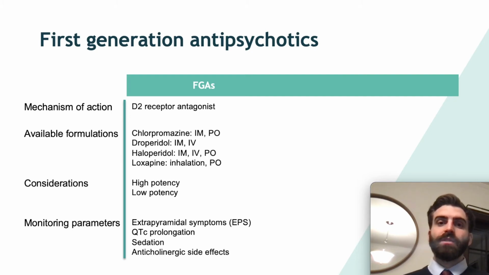A high potency antipsychotic blocks dopamine strongly, has more EPS and some of the stiffness and things like that, but less anticholinergic side effects. Whereas a low potency agent like chlorpromazine might have less EPS, but more anticholinergic side effects.